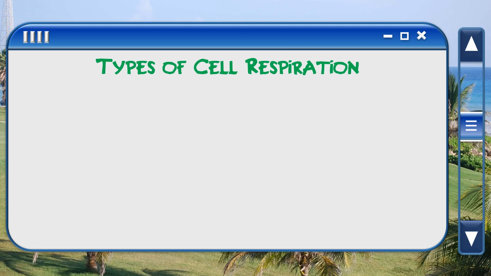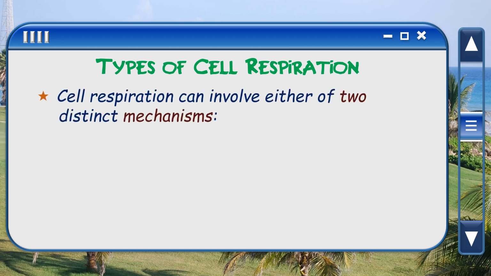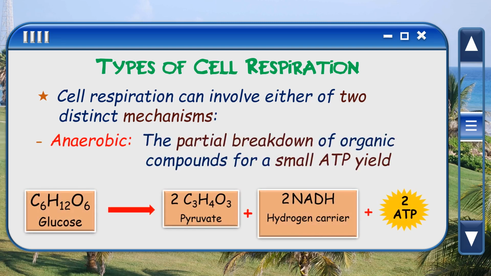Let's look at the types of cell respiration. Cell respiration can involve 2 distinctive mechanisms. There is one we call anaerobic. In the anaerobic mechanism, there is partial breakdown of the organic compound for a small ATP yield. The organic compound is partially broken down, and when it is partially broken down, it results in a small ATP yield. We get a little amount of ATP.